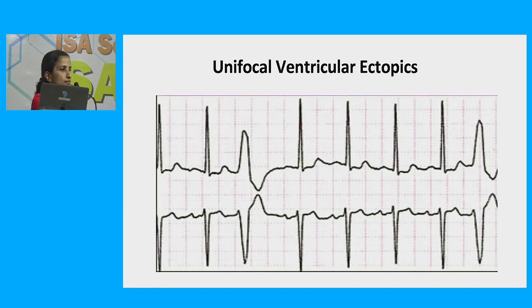We measure the RR interval between the ectopic and the succeeding QRS complex, and then we measure the RR interval between the preceding QRS and the QRS after the ectopic. If the second value is double the first value, then we say there is a complete compensatory pause. If it is double the normal RR interval, it is completely compensated.